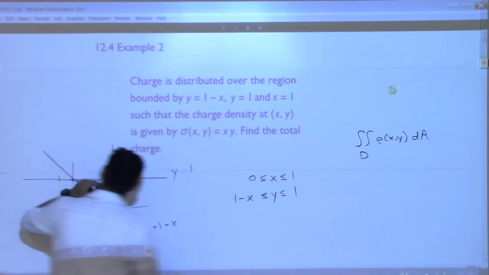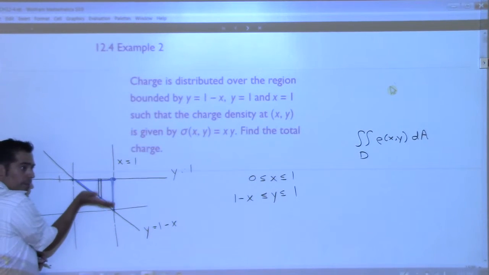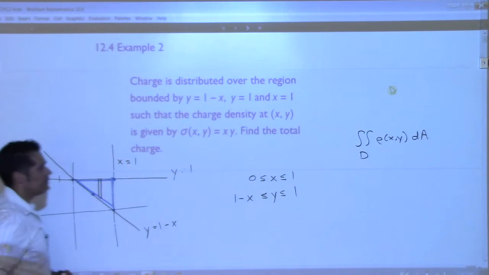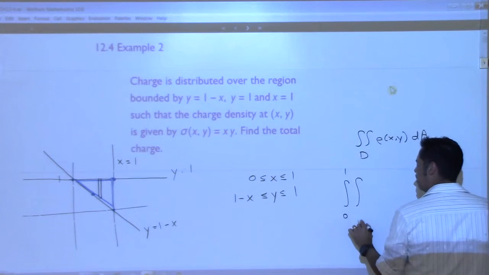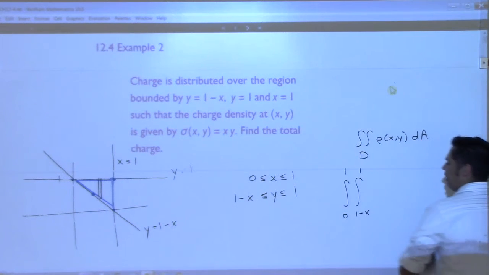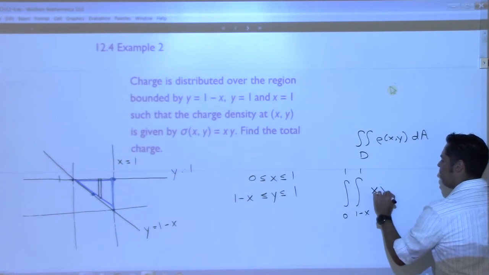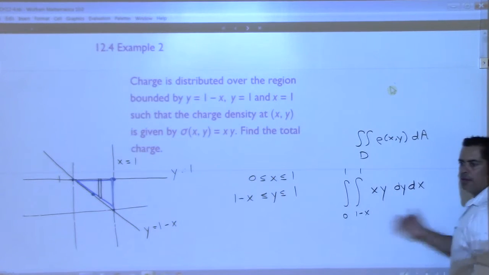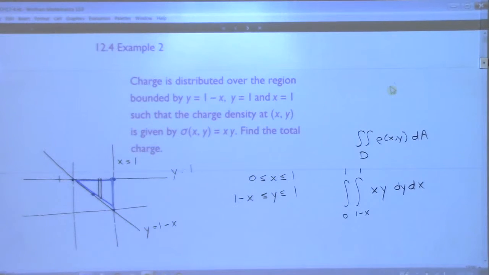So our little rectangles are going in like this. The bottom function is 1 minus x, and our upper function is 1. So all this becomes the integral from 0 to 1, from 1 minus x to 1. And what are we integrating? xy, dy dx. That double integral, whatever its value is, gives you the total mass of that lamina.